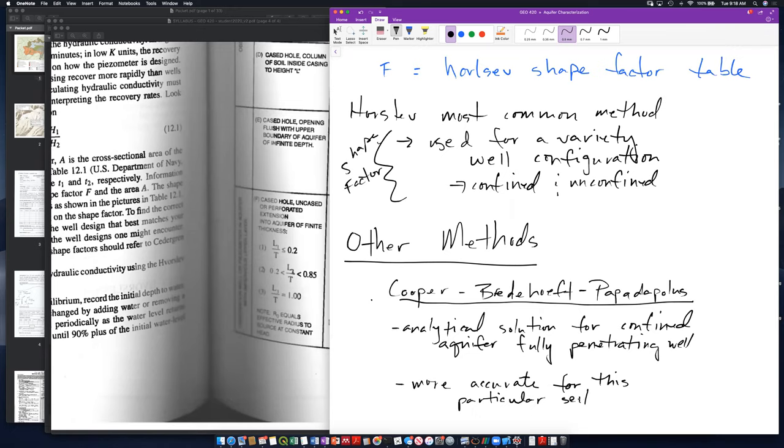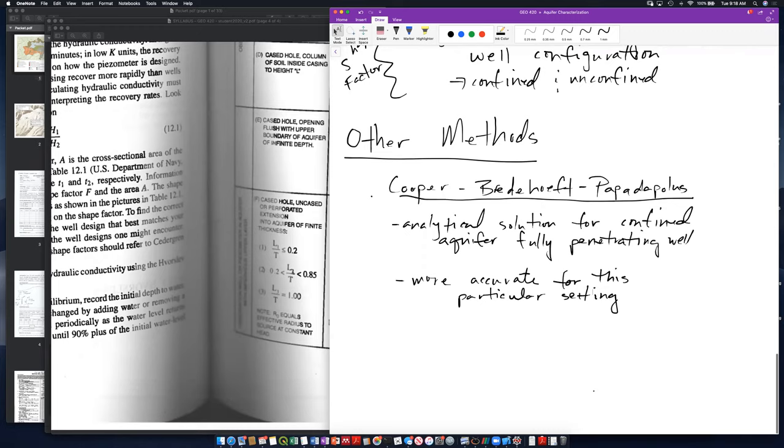Then the Hvorslev. And fundamentally, it's just more aesthetically pleasing because you're actually solving the partial differential equation. But it is a lot harder to use. So I'll just write down the equation.